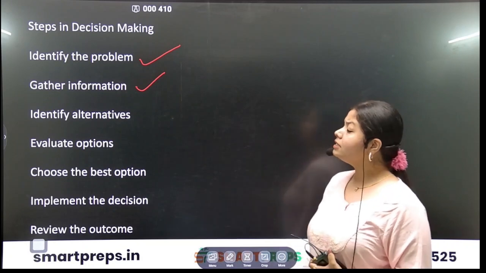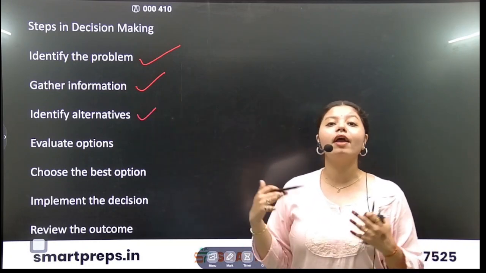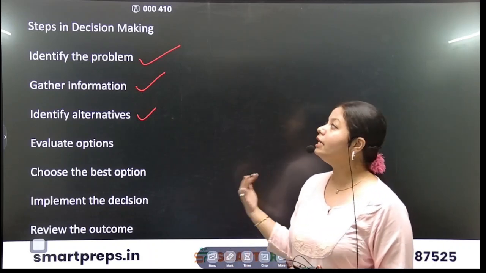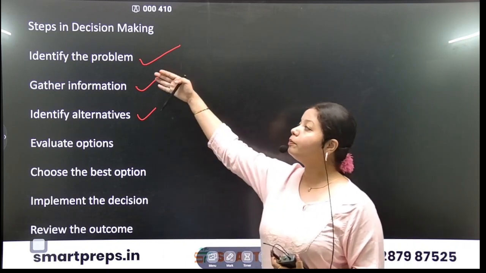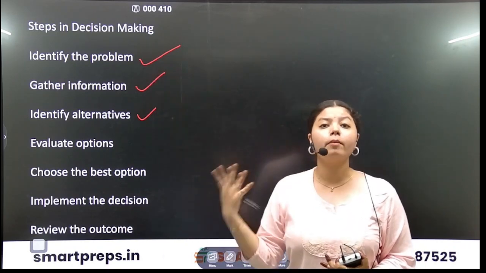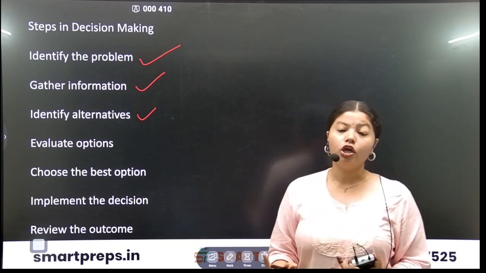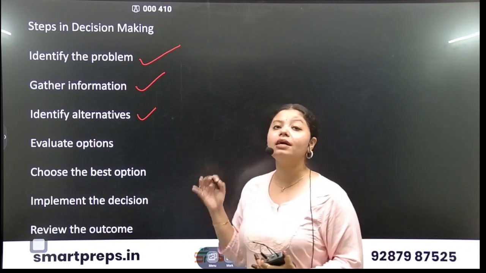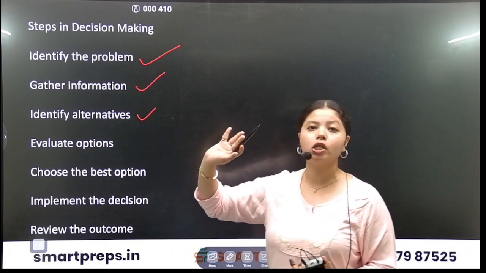Okay, next is identify the alternatives. You need to identify the various options before you take a decision. If there is any issue going on, if there is any problem going on, you have to identify the problem. Then you have to gather some information, and then to resolve that issue, you have to look for the various options before you take the correct decision. So you have to identify the various options or the various alternatives.